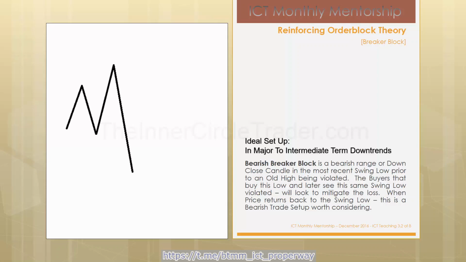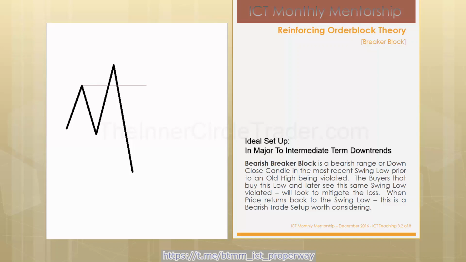Okay, a bearish breaker is a bearish range or down close candle in the most recent swing low prior to an old high being violated. The buyers that buy this low and later see this same swing low violated will look to mitigate the loss. When price returns back to the swing low, this is a bearish trade setup worth considering.